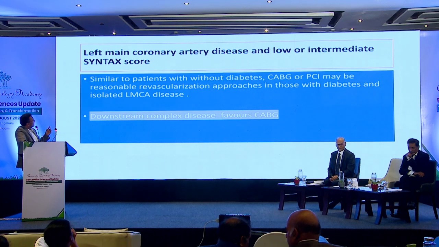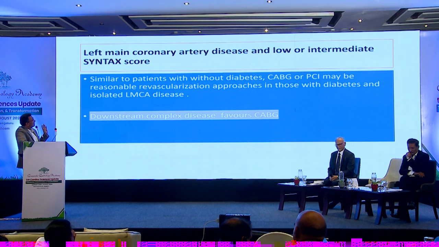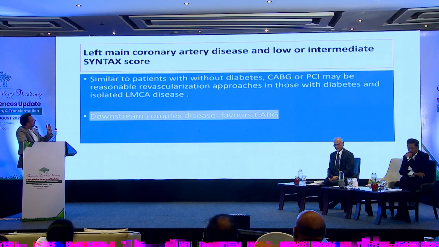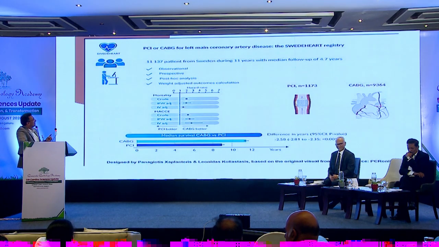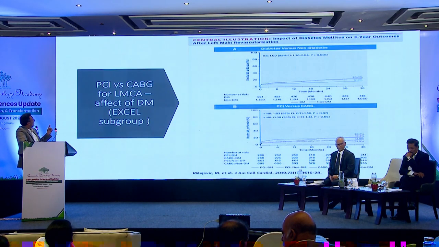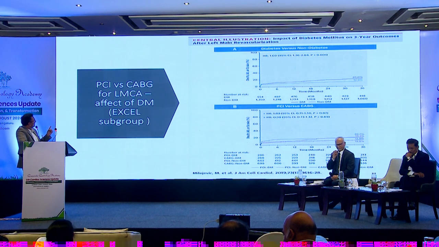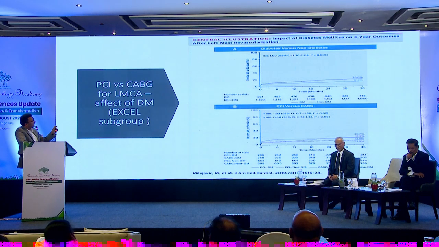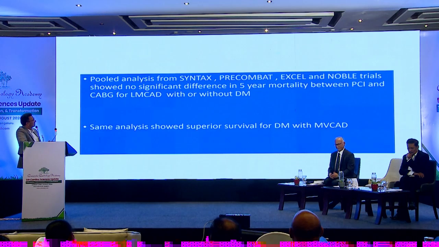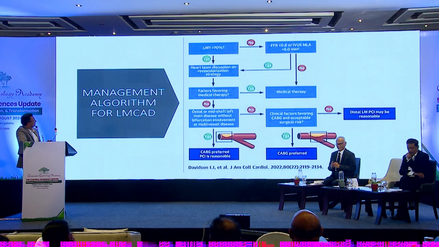What if the patient has left main coronary artery disease? In patients with high syntax scores, you should advise bypass surgery. If the patient has low or intermediate syntax score, you can consider angioplasty, but downstream complex disease favors CABG. And if you look at this, in PCI versus CABG for left main coronary artery disease, diabetes did not seem to affect the outcomes of PCI versus CABG choice, but within each category, diabetes did affect the outcomes.